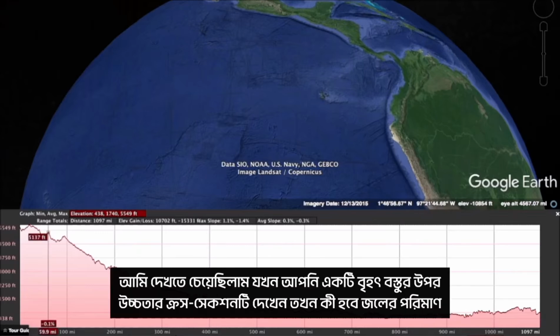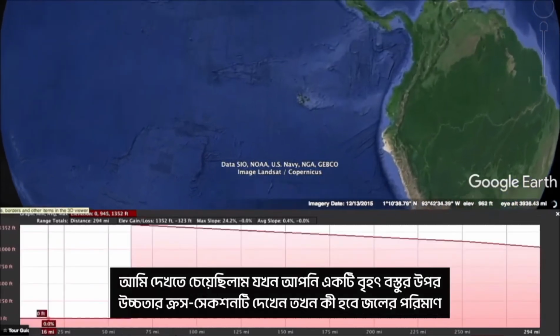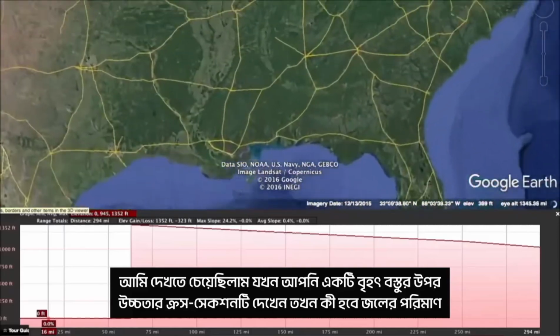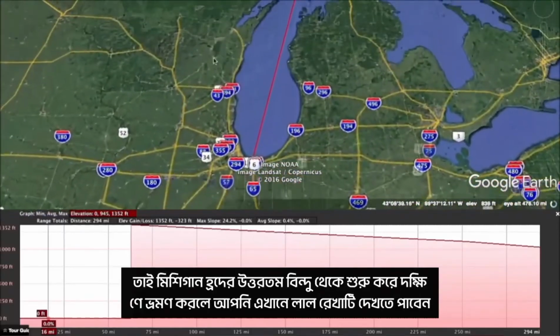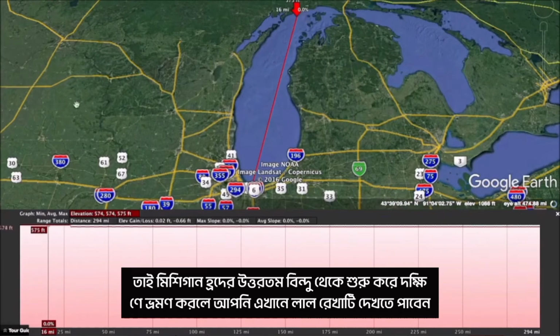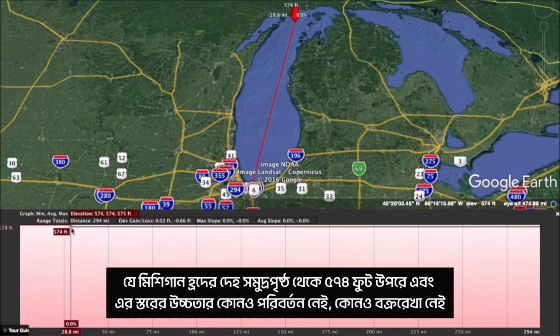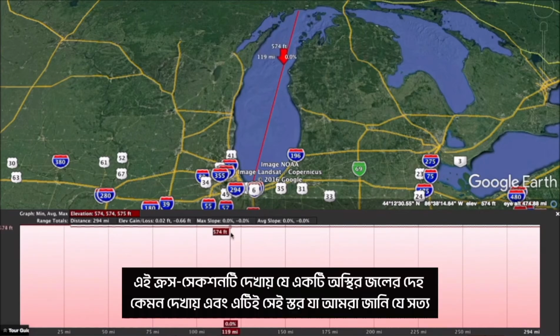I wanted to see what would happen when you look at the elevation cross-section over a great body of water. So starting at the northernmost point, as far as I can get, of Lake Michigan, and then traveling south, you can see that red line here, that the body of Lake Michigan is 574 feet above sea level, and it's level. There's no change in elevation, there's no curve. This cross-section shows what an undisturbed body of water looks like, and that's level. We know that to be true.